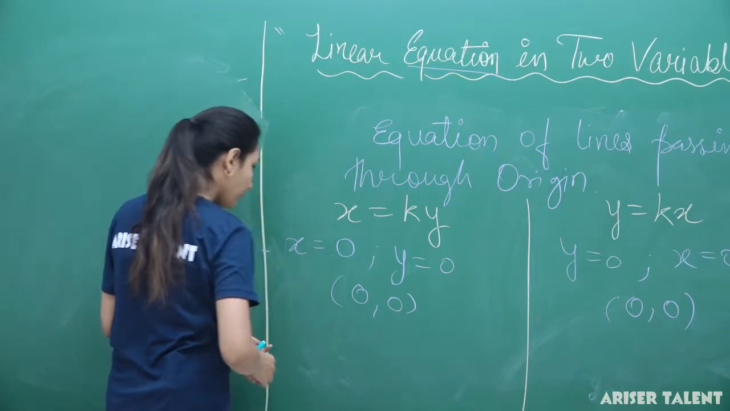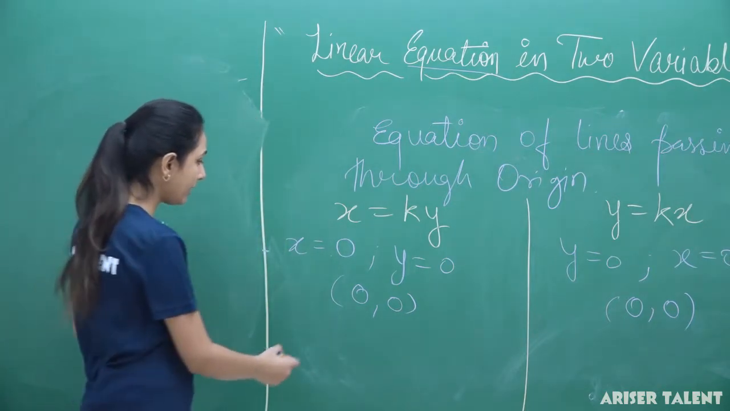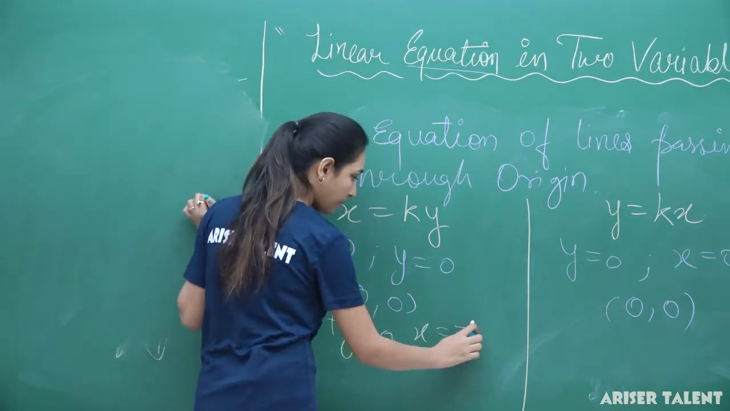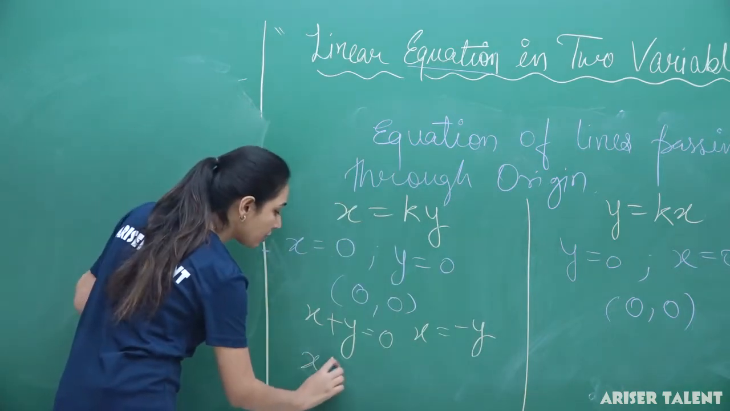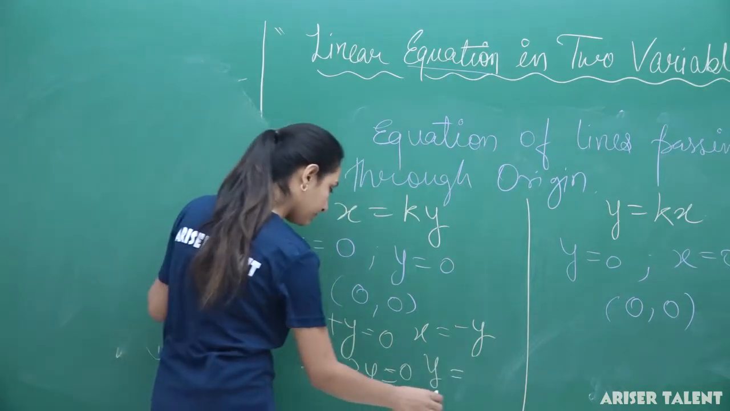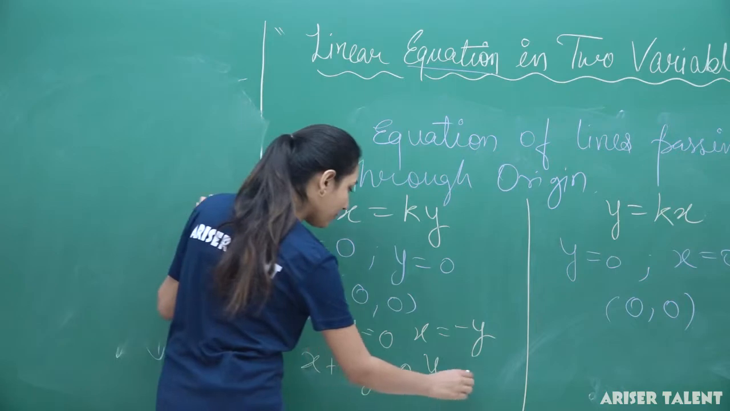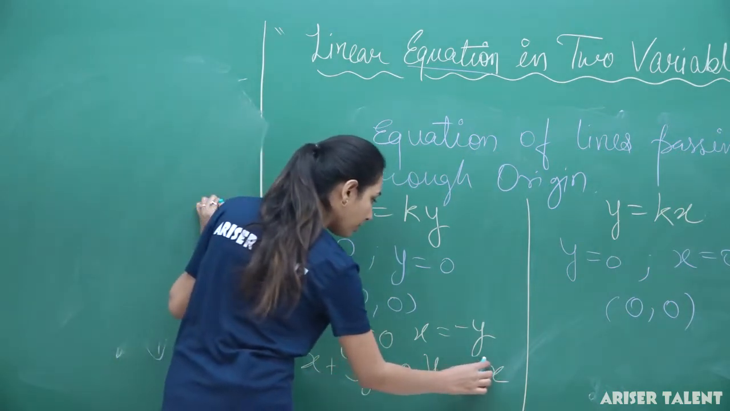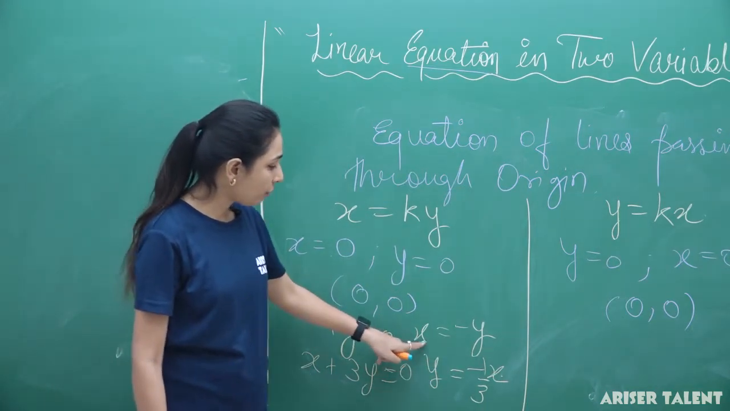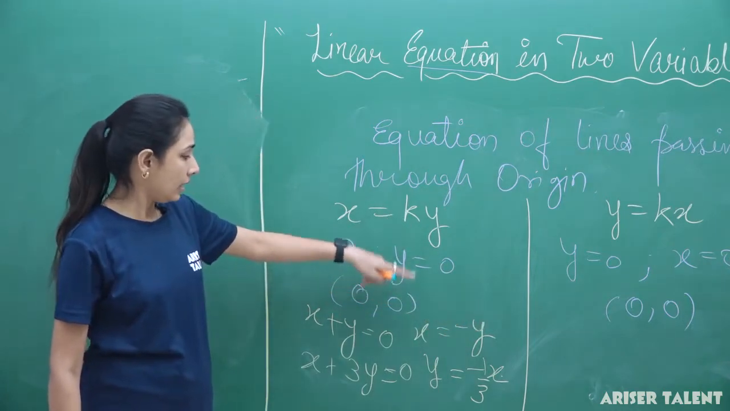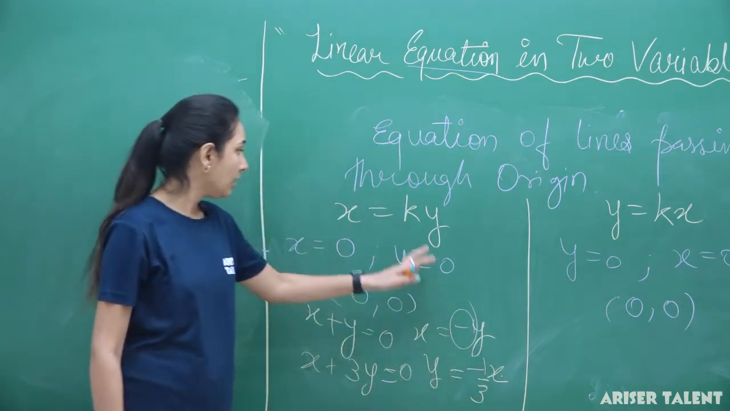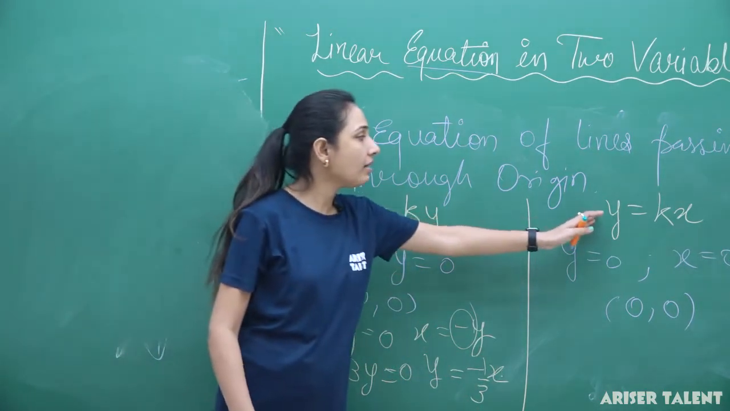Alright, now what can be the things here? If I write x plus y equals 0 as an equation, then x will be equal to minus y. Or if I am writing x plus 3y equals 0, what will be the value of y? y will be equal to minus 1 by 3 x. In both cases I am getting the form x equals minus ky, put this minus 1 as k, and minus 1 by 3. So again I am getting an equation like y equals kx.